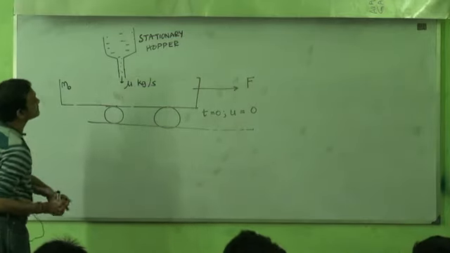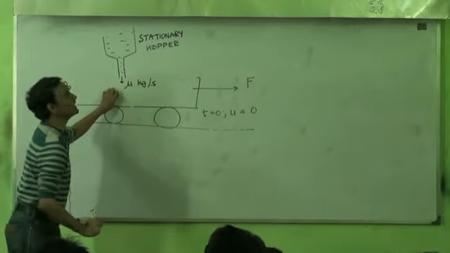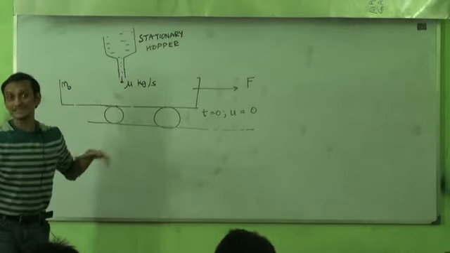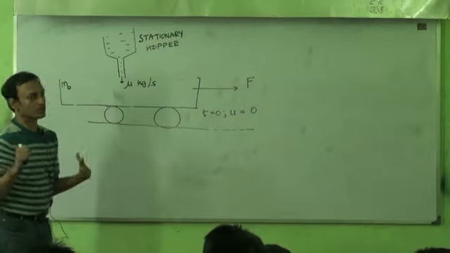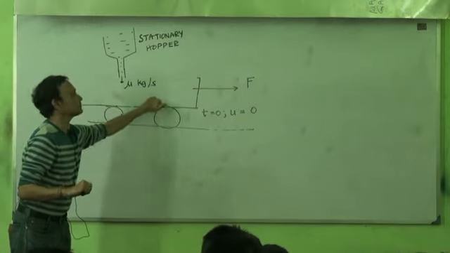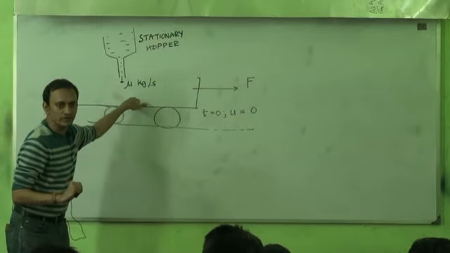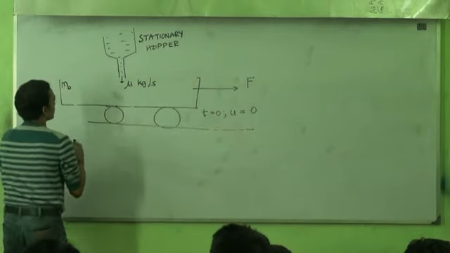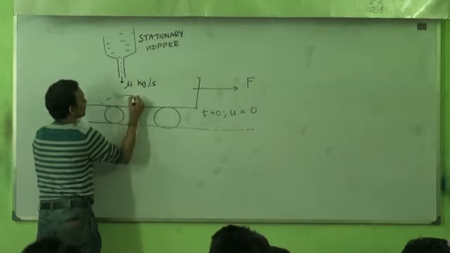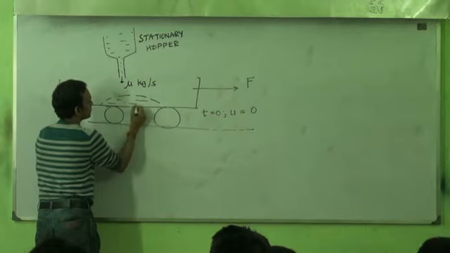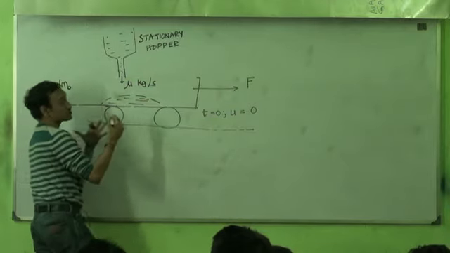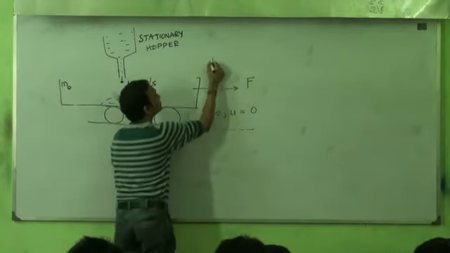In t seconds, how much sand would have accumulated here? Mu into t. Let's say mu is constant, right? So the amount of sand, in kilograms, that would have accumulated in the hopper would be mu into t. So then, there would be a heap collected at an instant of time t.